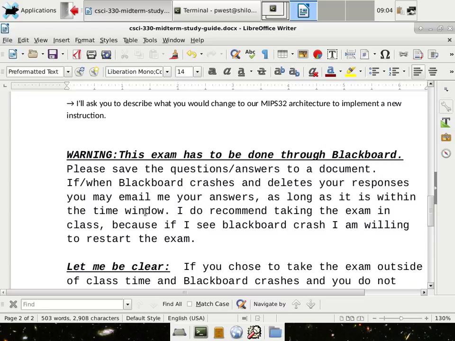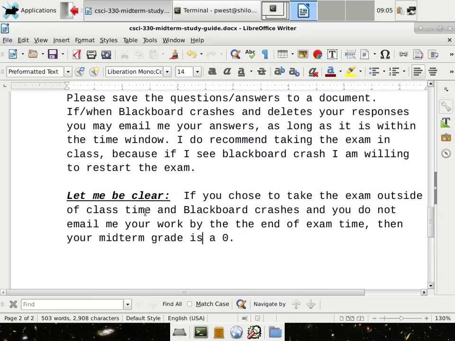Blackboard will record when you start the exam. My email timestamp is based on CSU's timestamp, so I can tell whether you've done it within 2 hours. If you email it within the time window, I will be able to grade your exam accordingly. I do recommend taking it in class, because if Blackboard fails on you in class, I can reopen it for you.